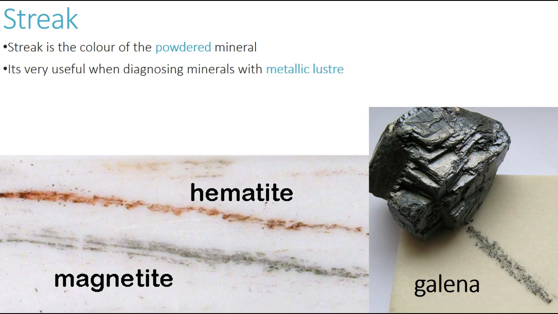So streak, as we know, is another diagnostic feature, and streak is the color of the powdered mineral. And it can be very useful when diagnosing minerals that have a metallic luster. So hematite, for example, has a very diagnostic red streak, whereas magnetite has a gray streak, and galena, for example, has a dark gray to black streak, and those features are in some cases diagnostic for that mineral.